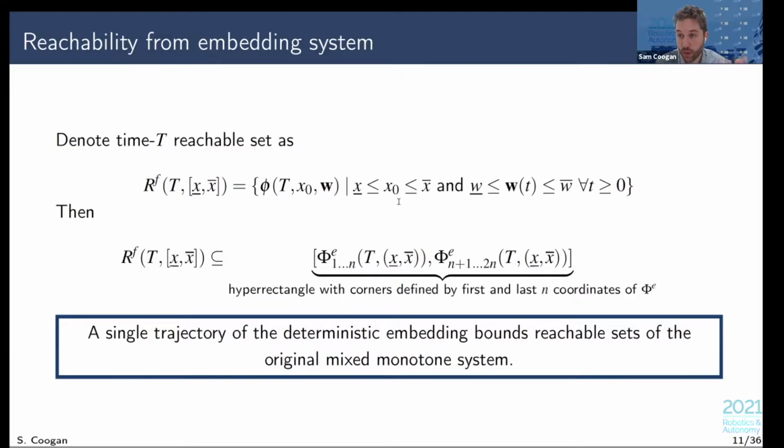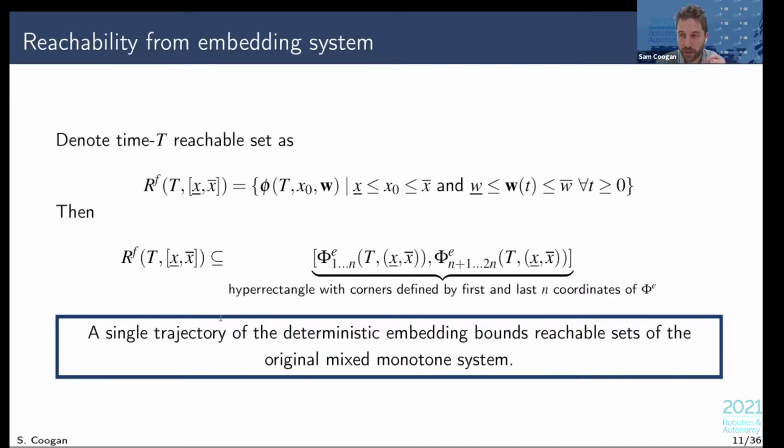The main result, the main theorem for this embedding system, is that this reachable set for the system has to be contained within a hyperrectangle that's constructed from the embedding system in the following way. You compute a single trajectory of the embedding system that is initialized at the extreme corners of your initial conditions, x underbar and x overbar. It's got two n coordinates, and you build a hyperrectangle constructed from the first n coordinates and the last n coordinates of this embedding system trajectory. This hyperrectangle contains the reachable set for your system.